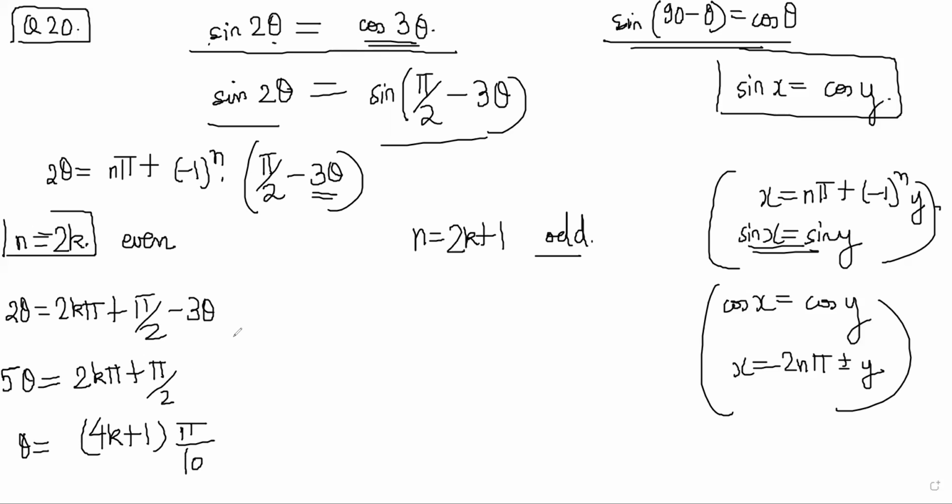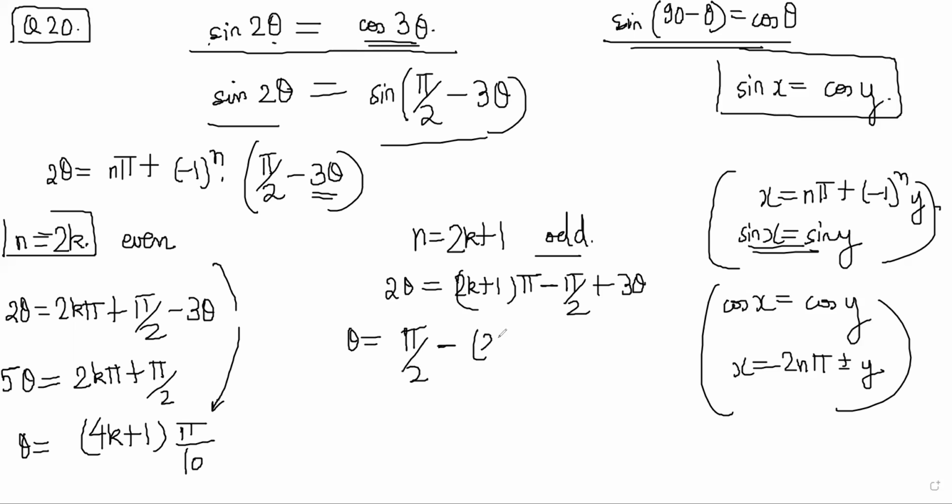You understand what I have done here? Theta is here, k is any integer. In case it was odd, it would have gotten like this: 2 theta is equal to 2k plus 1 pi minus pi by 2 plus 3 theta, right? So you'd get theta is equal to pi by 2 minus 2k plus 1 pi after simplifying. k can be any integer here.